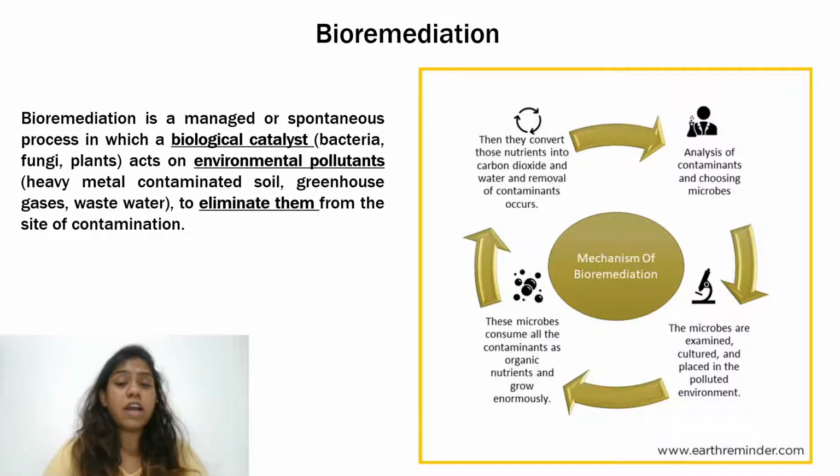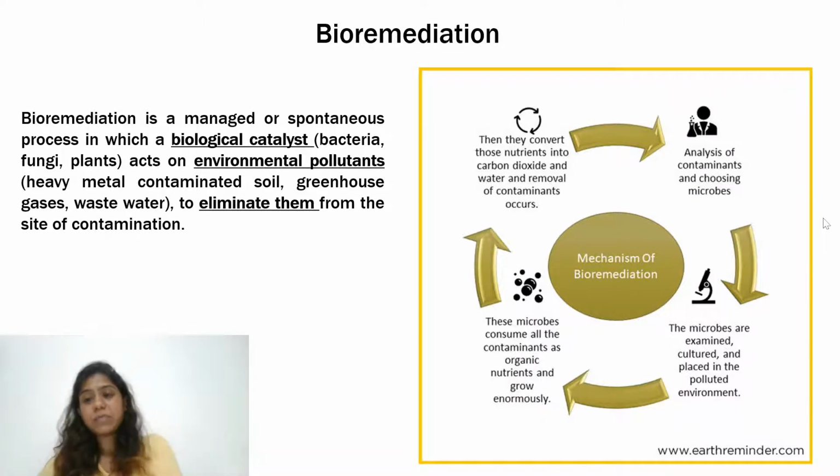And it should act on environmental pollutants. These are mostly man-made or derived from human activity, but they could also be environmental pollutants from natural processes like volcanic eruptions and so on: heavy metal contaminations in the soil, greenhouse gases or wastewater. These are some of the environmental pollutants that the biological catalyst acts on, to eliminate them from the site of contamination. So it does not just control them; it completely eliminates them, and in most cases converts them into a non-harmful product. That's when we call the process bioremediation.